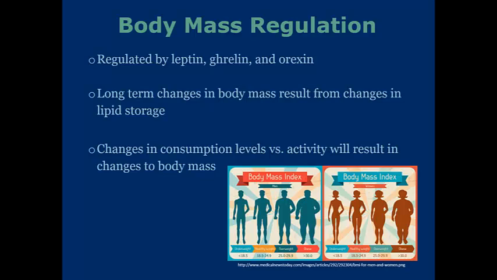Ghrelin is secreted by the stomach in response to signals of an impending meal. Sight, sound, taste, and smell are going to act on its release. Ghrelin also increases appetite and will thus stimulate the secretion of orexin.